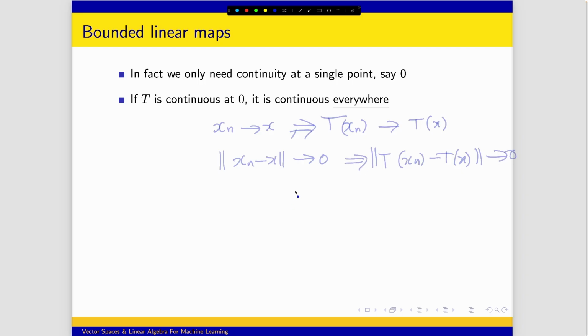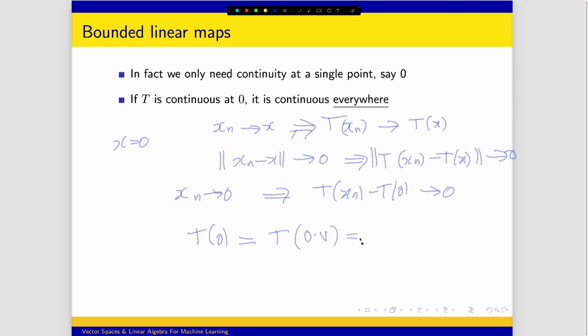So this implies this. Now, at the point 0, if you want to show continuity at x equals 0, we need a sequence xn converging to 0 implying that T(xn) minus T(0) converges to 0. Well, T(0) is 0, right? T of 0 is 0 because T(0) can be written as T(0 times any vector v), which by our linearity properties is 0 times T(v), which is 0. Right? So T(0) is 0.